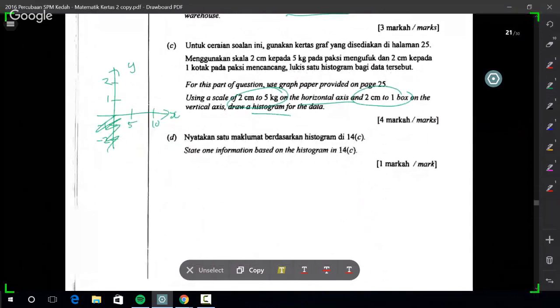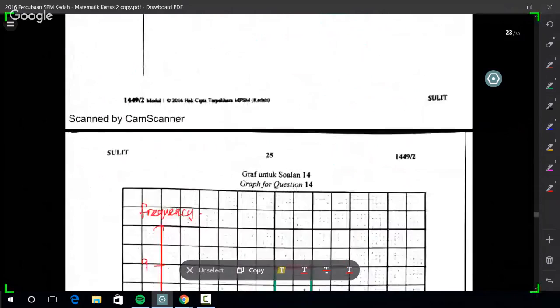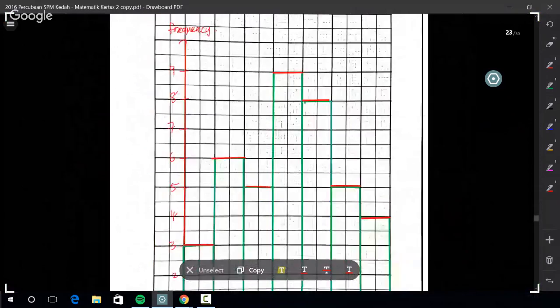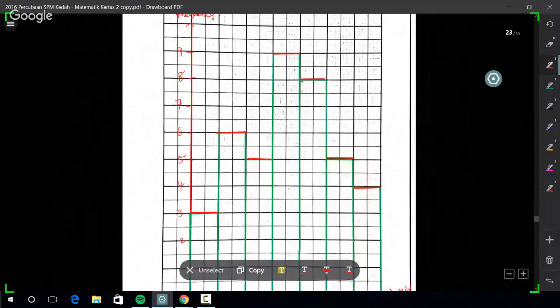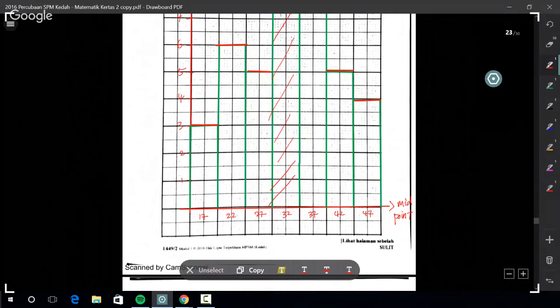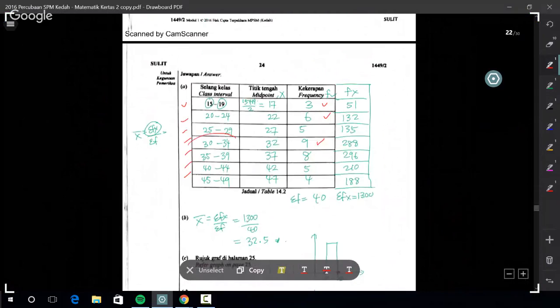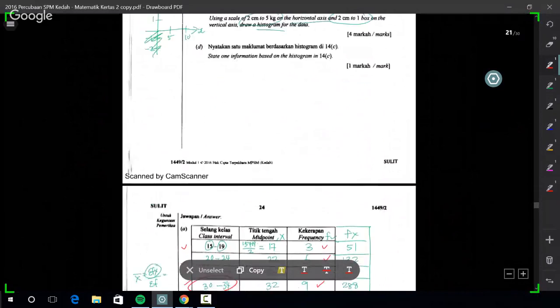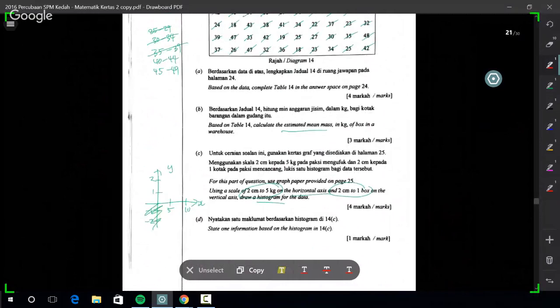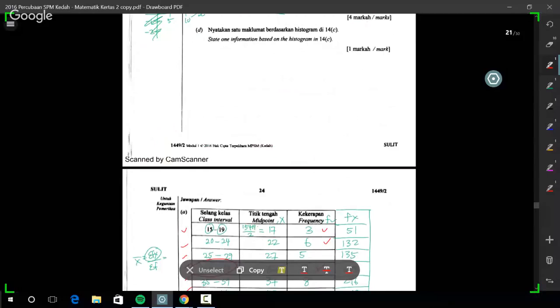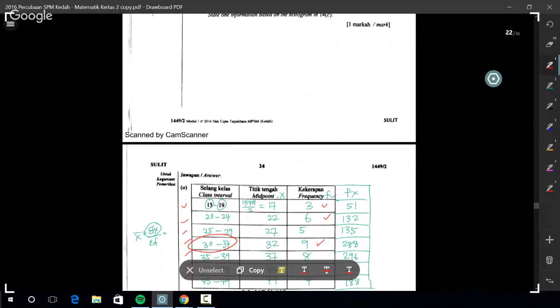State 1 information based on the histogram. So based on the histogram, what you can see over here is, yeah, normally I will choose the highest frequency. The highest frequency here is this one, isn't it? And then the highest frequency one, the weight is 32. So therefore I can say 32 is this one. Then I can say most of the boxes, yeah, I would say most of the boxes have the weight between 30 to 34 kg.